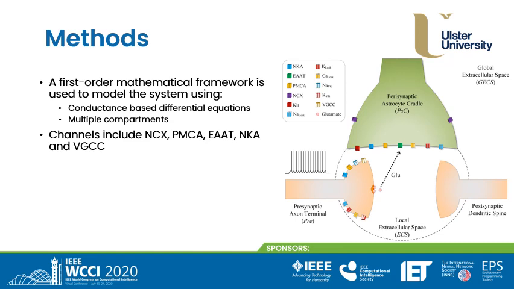This is a schematic of the entire study. So what we have here is the perisynaptic astrocyte compartment, this green cell. And also we have a presynaptic neuron followed by a postsynaptic neuron. And we have this local extracellular space here, which represents the synaptic cleft. And we also have a global extracellular space, which represents everything outside these cells.